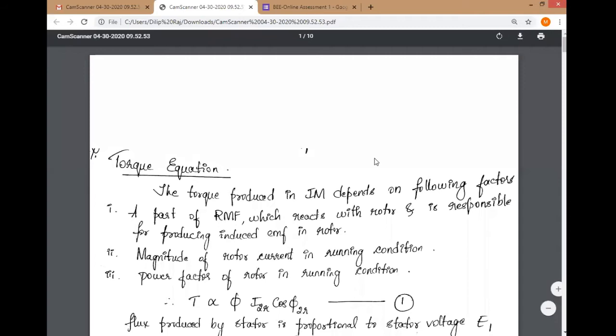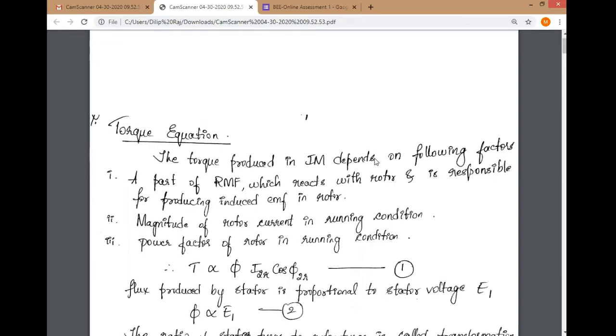Topics in this video, which we'll be discussing with respect to three-phase induction motor, are torque equation, condition for maximum torque, torque slip characteristics, torque ratios, and associated numericals. So let us start with the first topic, that is torque equation of three-phase induction motor.